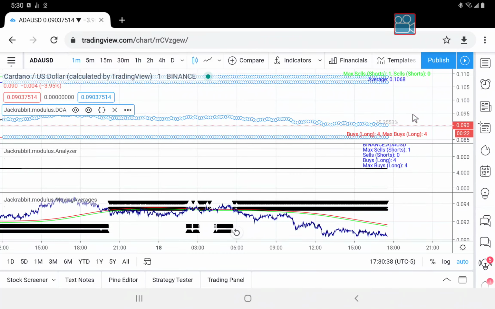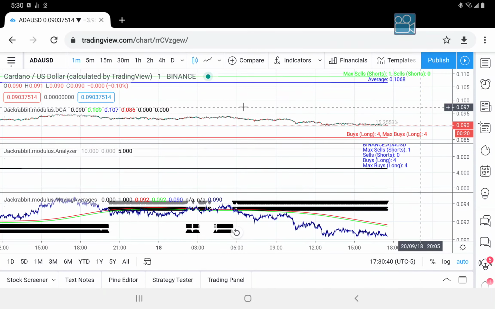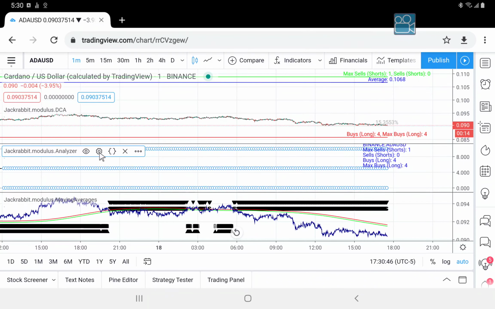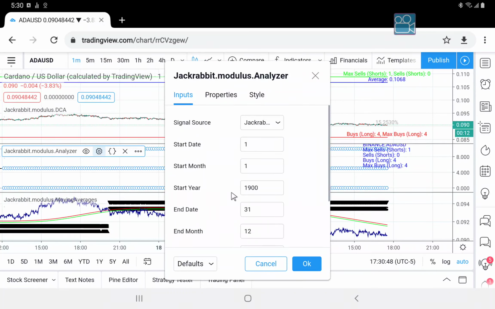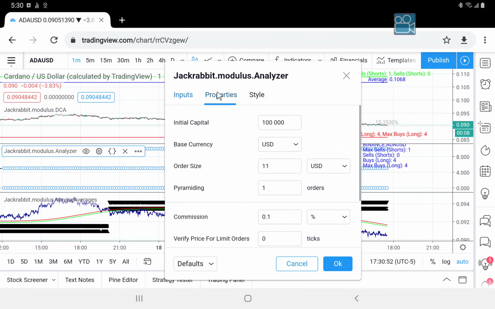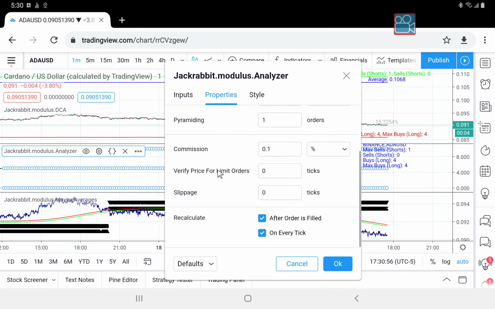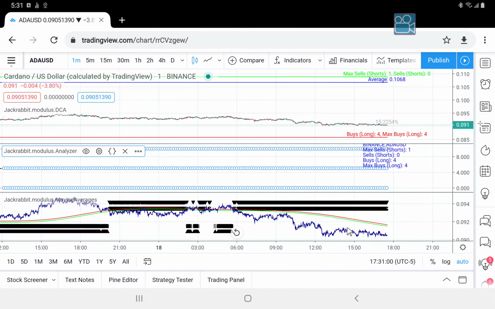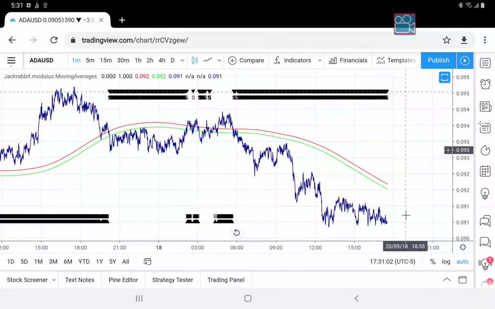But this is just what I call cookie cutter layout. Nothing special about the DCA, and of course the analyzer set up in proper mode. Nothing special, shorting turned off, all of the properties set up the way they should be, and so forth. Now we get to the part that matters. The momentum.